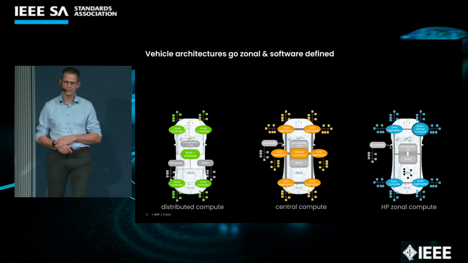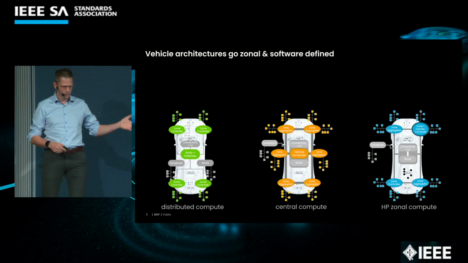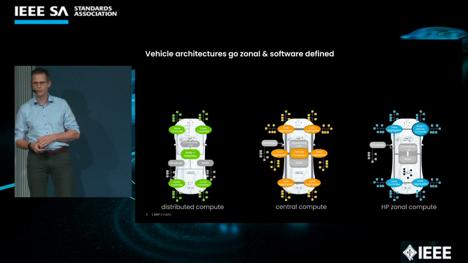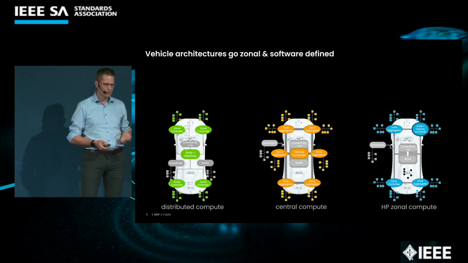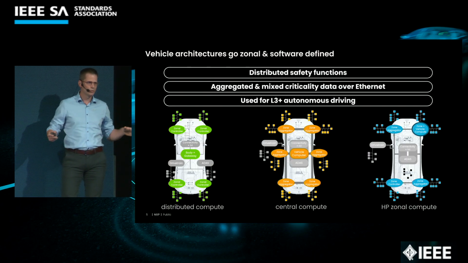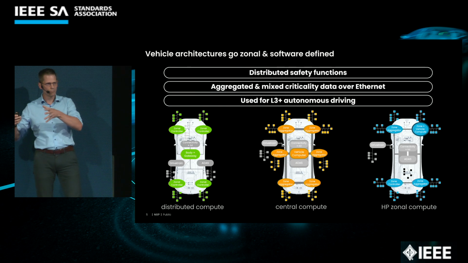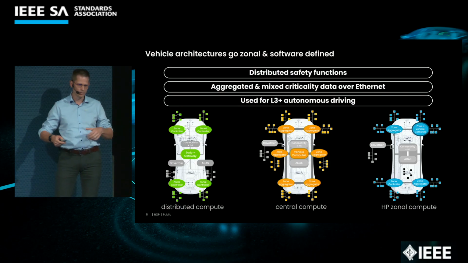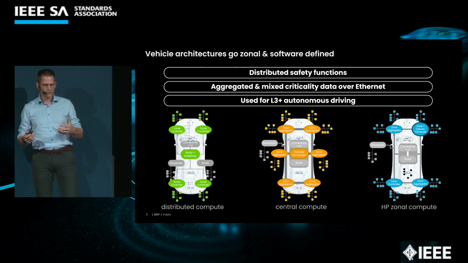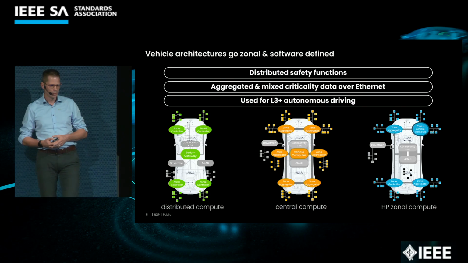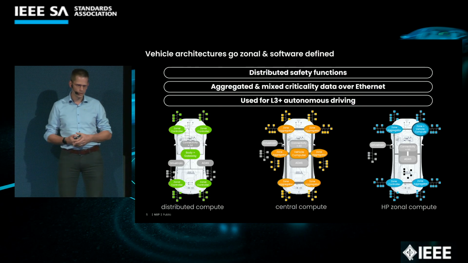So starting with the system context, we all see that those networks are going zonal and software defined. And there are different ways: distributed compute, central compute, or HPC zonal compute. But in principle, what they have in common is that they distribute the safety functions over the network. What was in the past somewhere in one local ECU is now distributed over the network, and the network becomes part of it. We also have aggregated and mixed critical data over the network. So different data is shared, and it's used for level 3 and above autonomous driving.